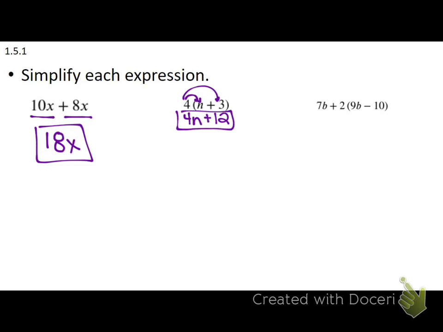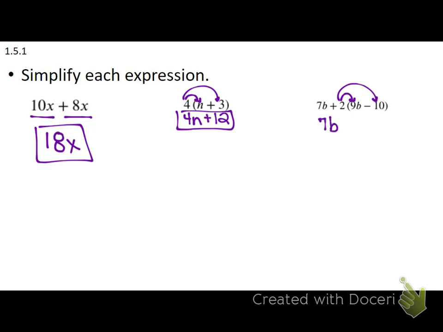Moving right along. My next expression, how do I begin to simplify it? Dylan? Can you distribute? Yep, you sure can. With what number? 2. Yep. You can distribute when there's a group of numbers in parentheses with adding or subtracting. Now, if it was multiplying or dividing, you cannot do that. So I'm going to go ahead and bring that 7b down so I don't forget about it.